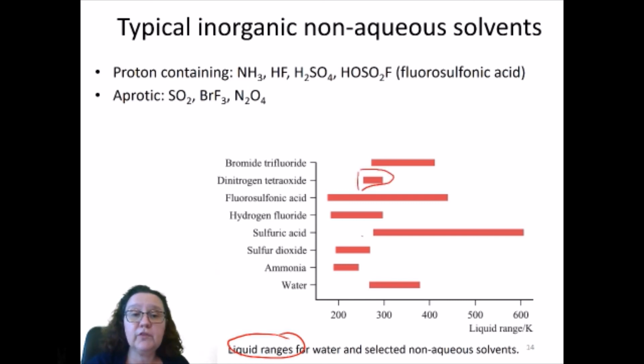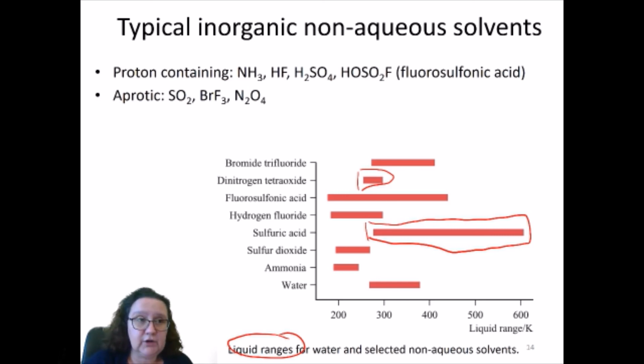Others, like for example sulfuric acid, have quite a large range, although we will see that sulfuric acid has some difficulties to be used as a solvent, one of them being that it's very viscous. So this again is just a way for you to decide, for a particular reaction, for a particular temperature, what the conditions are. One of the conditions you will need to check is that that particular solvent is actually liquid in the temperature range you want to use it.